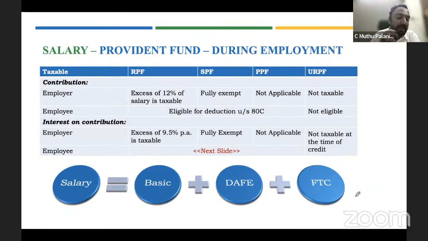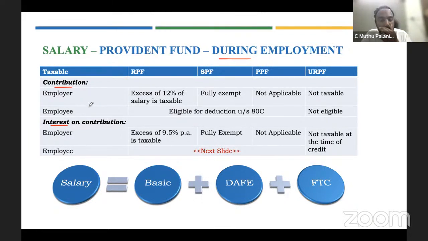Eppa taxable illan paapom. So first we will understand about during employment. What if I'm receiving PF? That is the contribution. As an employee, I will contribute. Employer also contributes. So we'll talk about during employment. There will be contribution, there will be interest. So there will be 2 elements: one is the contribution, another is the interest. Interest will be there on the employer contribution and on the employee contribution.